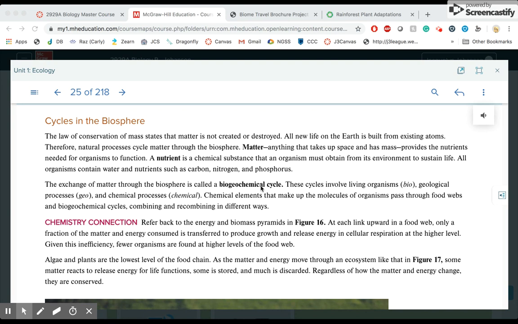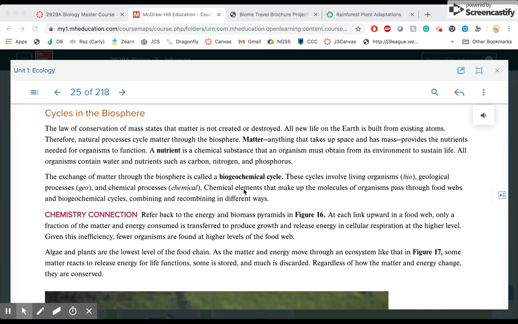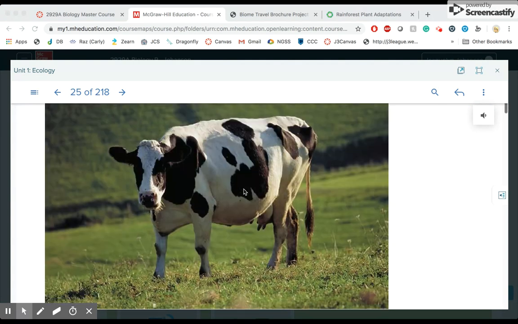So there are different processes that cycle matter. So I want to name some of those for you. There's so many. There's the phosphorus cycle, the nitrogen cycle, there's photosynthesis, there can be cell respiration, the carbon cycle, nitrogen fixation, even denitrification. So we'll go over some of those right now.